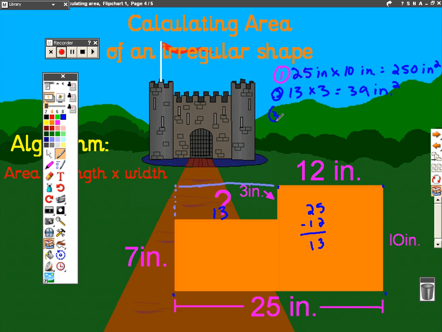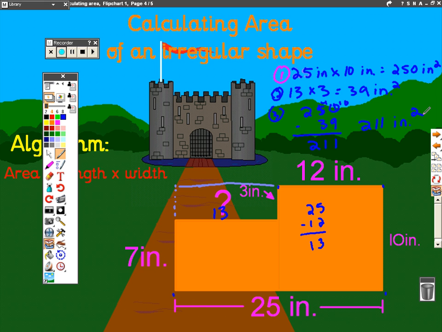And I'm going to subtract that from my 250. 250 minus 39 gives me 4, 10. 9 from 10 is 1. 3 from 4 is 1. We have 2. So we're left over with 211 inches squared. Okay? That's the first way that you could solve it.